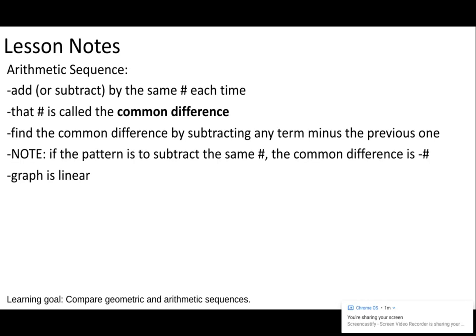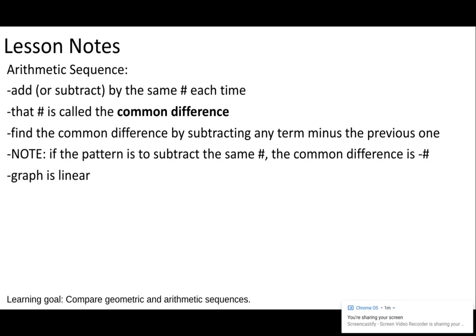If the pattern is to subtract the same number, the common difference is negative that number. So, for example, if our pattern is to add 3 every time, our common difference is 3. But if our pattern is to subtract 3 every time, then our common difference would be negative 3.